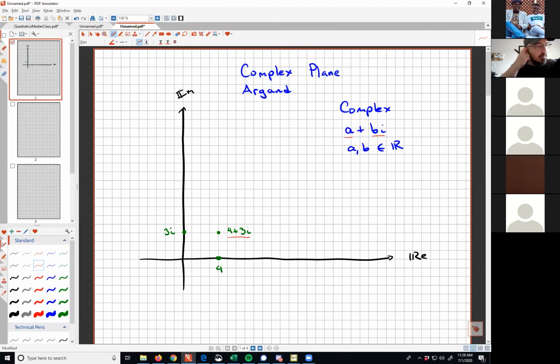So somebody tell me, is the number 7 a complex number? No. Can we write it in the form a plus bi, where a and b are real numbers? Yes. 7 plus 0i. So is it a complex number? Yes, it is. All of the real numbers are complex numbers.